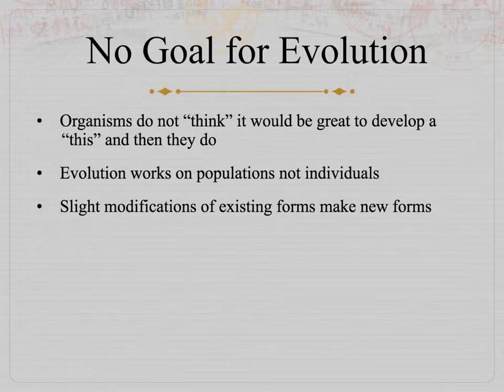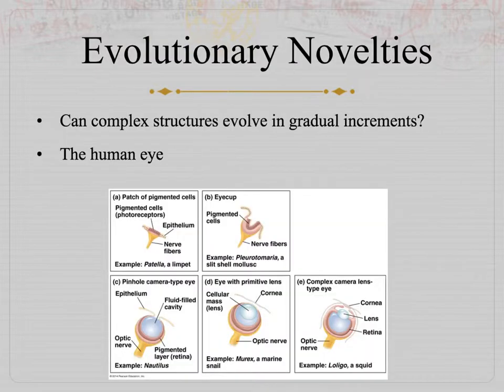We have to remember, because sometimes when we talk about this stuff it seems like we're saying that these things happen on purpose, or evolution caused these things to happen on purpose. But we have to remember that evolution really has no goal. It just works with and edits whatever is currently available based on the environment and the time. So an organism doesn't think, oh, that would be great to have this, and then it develops it. That doesn't happen. And remember, evolution can only work on populations, not on individuals.